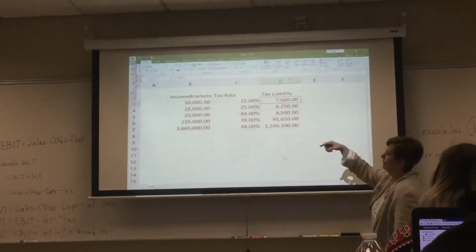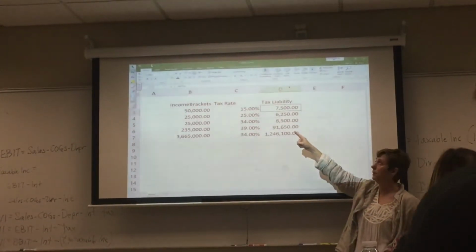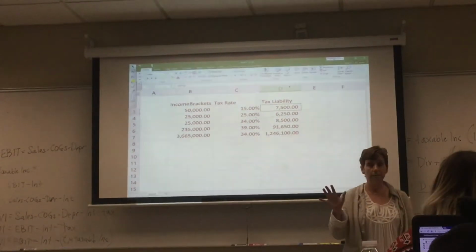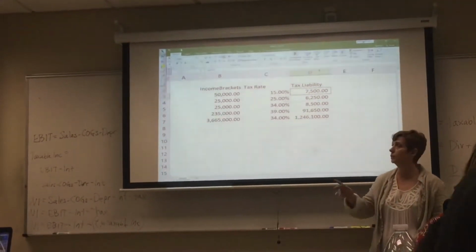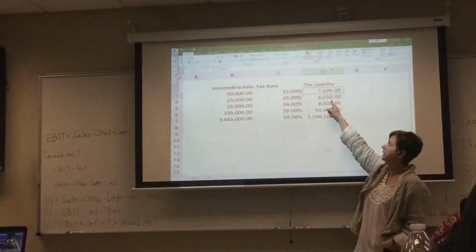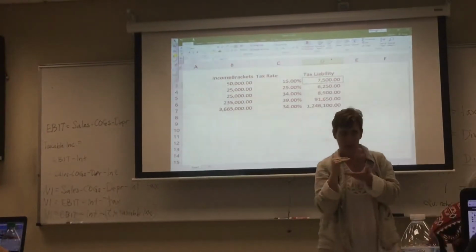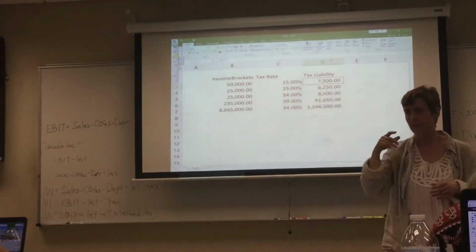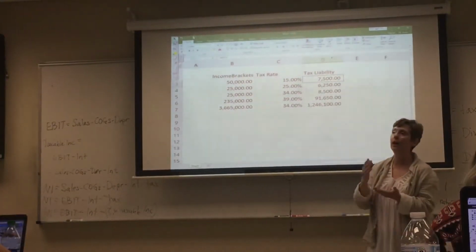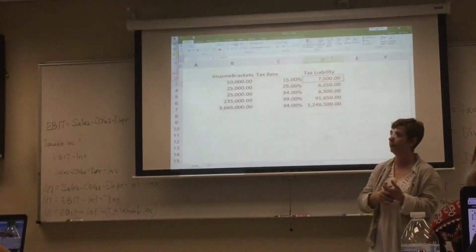that first bracket, that first $50,000 of income I earned, I'm gonna be taxed at 15%, I'll owe $7,500 in that bracket. But I've made 4 million in taxable income, so I gotta keep going. The next 25,000 will be taxed at 25%, so the bracket is narrower. It's only $25,000 of income as opposed to 50. It's taxed at a higher rate. We would call that progressive. More income, higher tax rate, right?